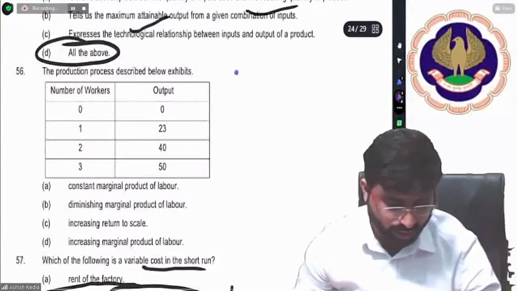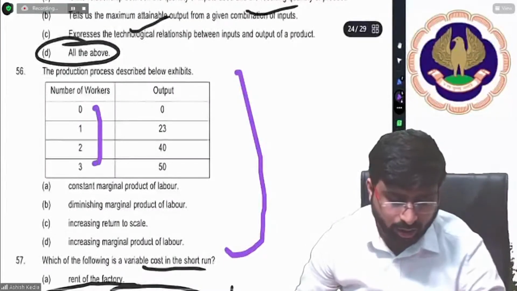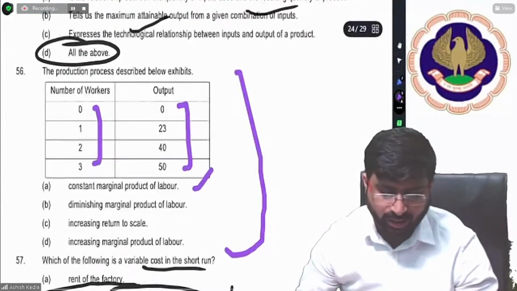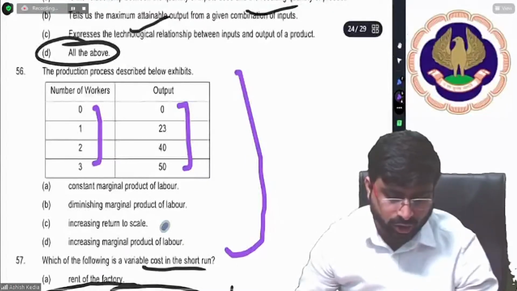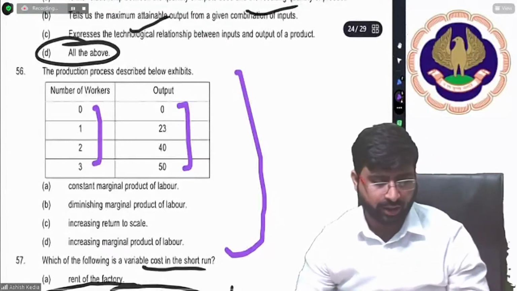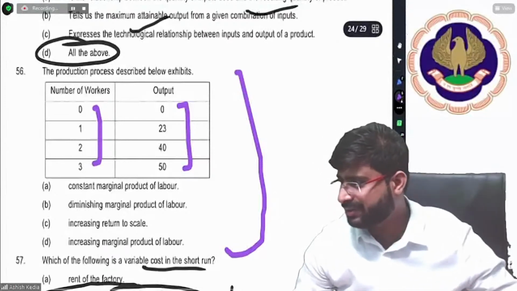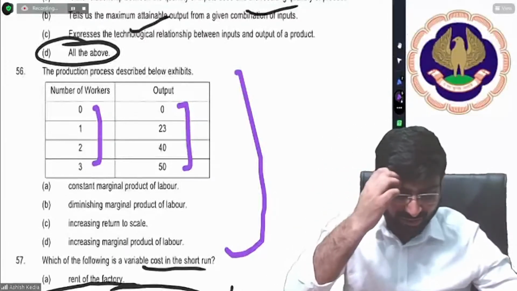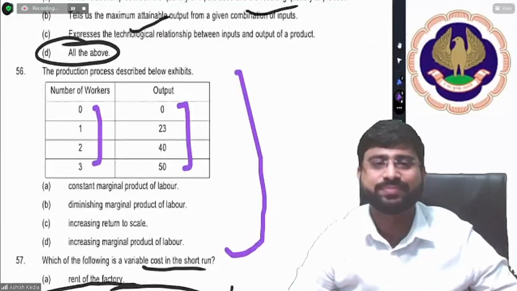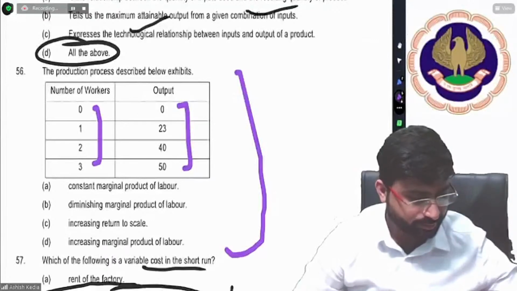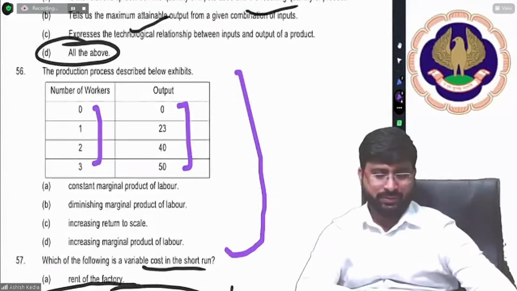Basically, this question, what do you see here? Number of workers 0, 1, 2, 3. Output is like this. Is it constant marginal product of labor? Diminishing marginal product of labor, increasing returns to scale or increasing marginal product of labor? Whatever you see, come on, answer that. Question 56. Think and answer, huh? Don't be in a hurry.